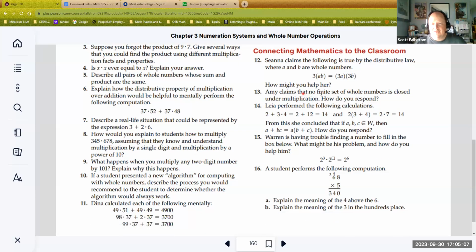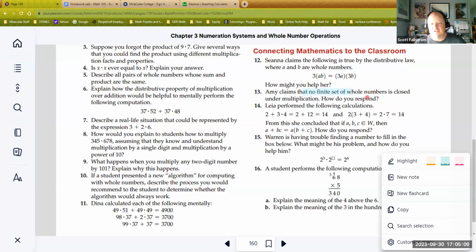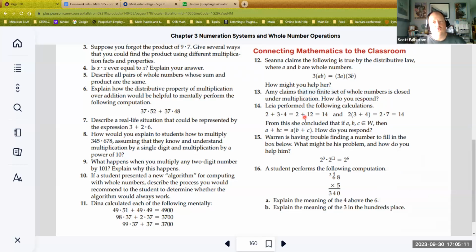12, 13, Amy claims no finite set of whole numbers is closed under multiplication. Ooh, no finite set of whole numbers is closed under multiplication. Finite set. If only there was a homework problem very, very similar to this. Finite set. No dot, dot, dot out to infinity.